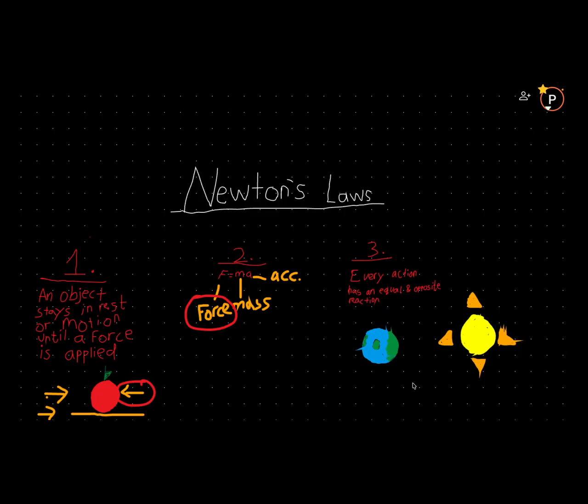If this apple is not moved, let's say, just cross this arrow out for a second, and cross these arrows out, the apple has no force applied on it, it won't move. But the more profound part of this law is the second part. An object will stay in motion until a force is applied.